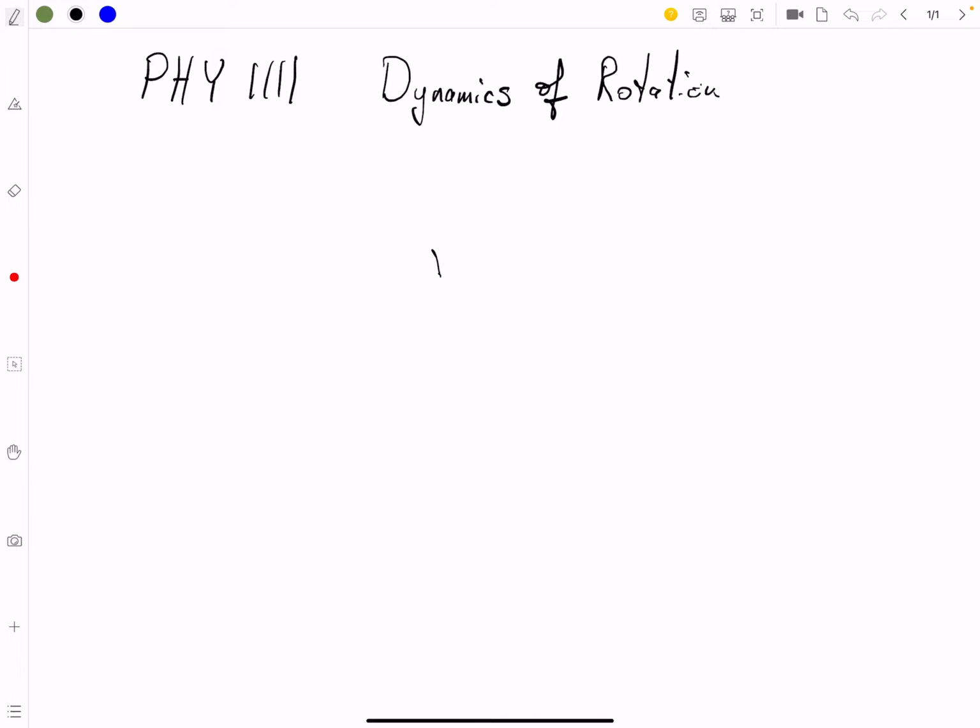Hello everyone, this is our PHY 1111 and we're going to be talking about rotational motion, dynamics of rotational motion.